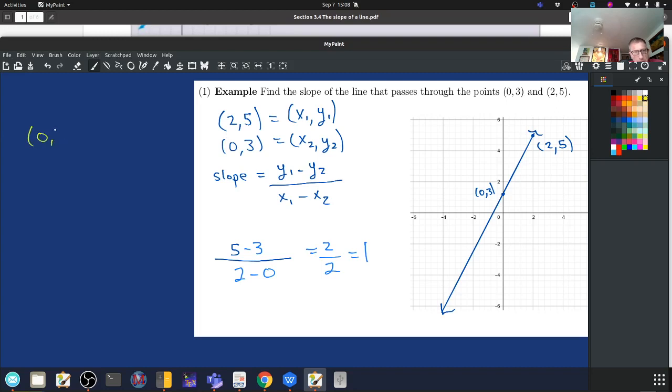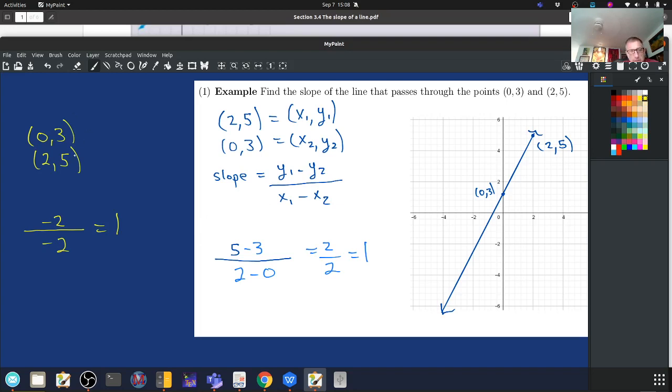I can put 0, 3 or 2, 5. So 3 minus 5 is minus 2, and 0 minus 2 is minus 2, and I still get 1 is the slope. So that's going to be the technique that we're going to use. You don't have to memorize a formula.